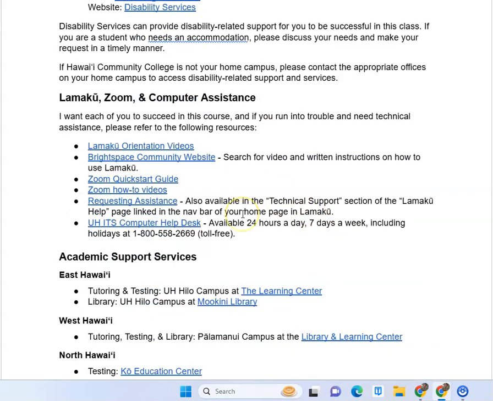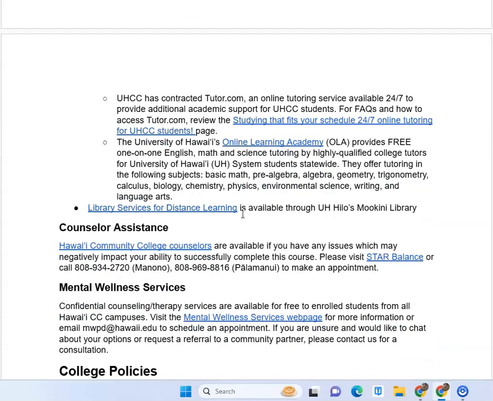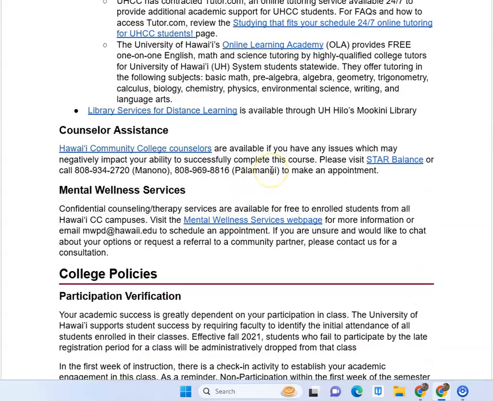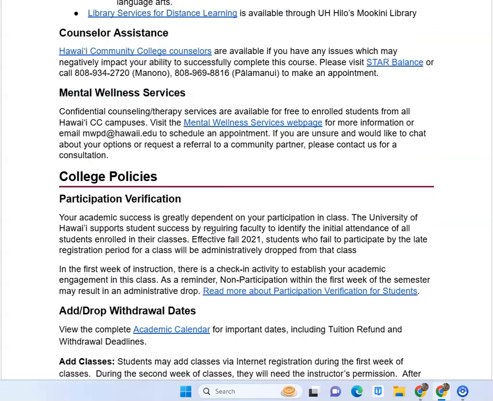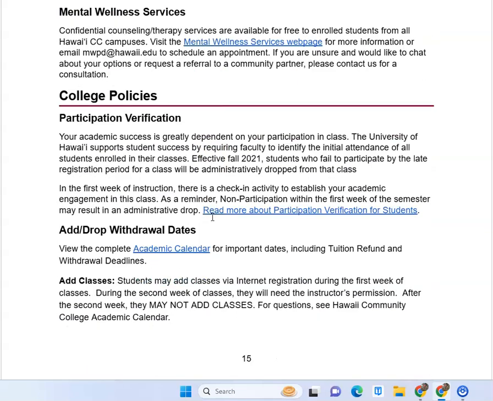ways. Here's Lamaku if you have any questions with them. Counselors, you should all have a counselor assigned to you. Please get in touch with them. They're there to help you. And if something seriously comes up, there's all sorts of resources for you as well. Again, mental health, I think there's definitely been a pivot towards understanding how mental health helps students succeed. So if you have things that come up, again, reach out. Community college has all sorts of things for you.